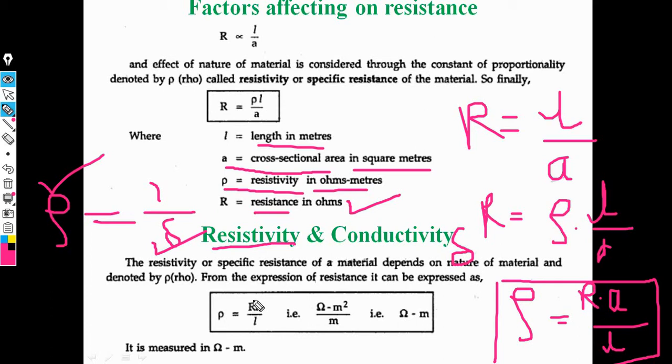Resistance is measured in ohm, area is measured in meter square, and length is measured in meter. That is, the unit is ohm meter. That is the unit of resistivity. Now this is the phenomenon of resistivity. And resistivity is inversely proportional to the conductivity.